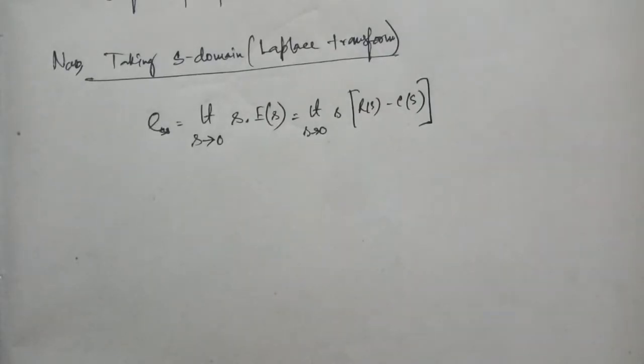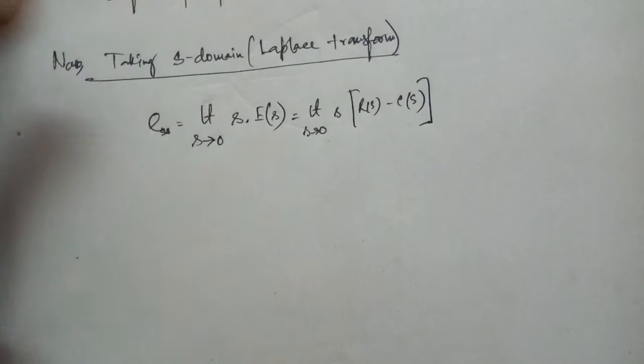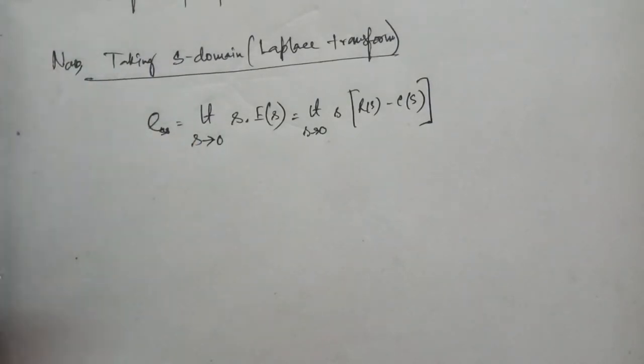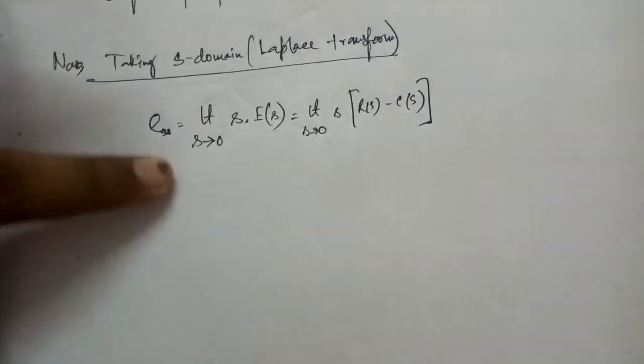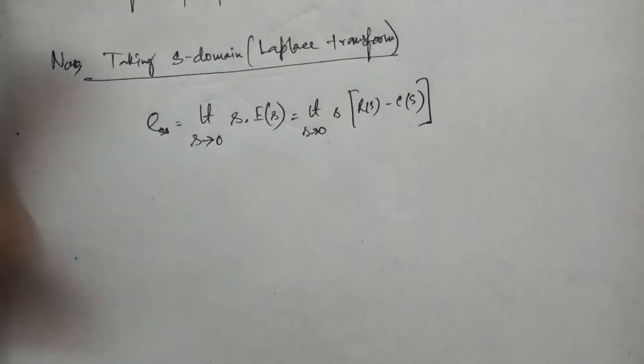Now taking the S domain, means the Laplace transform, we can get e_ss equal to limit s tends to 0 of s times E(s). Now how does it come? It is quite similar to the final value theorem in the Laplace transform, which you will know. So from there we can directly use this equation. It will be limit s tends to 0 of s into, in place of E(s), R(s) minus C(s), the Laplace transforms of both. This will come as a formula.